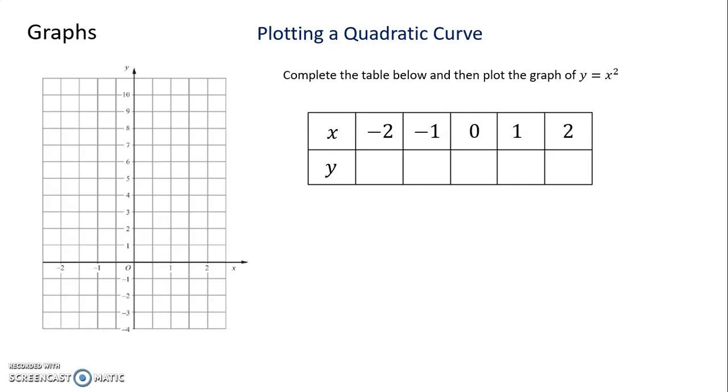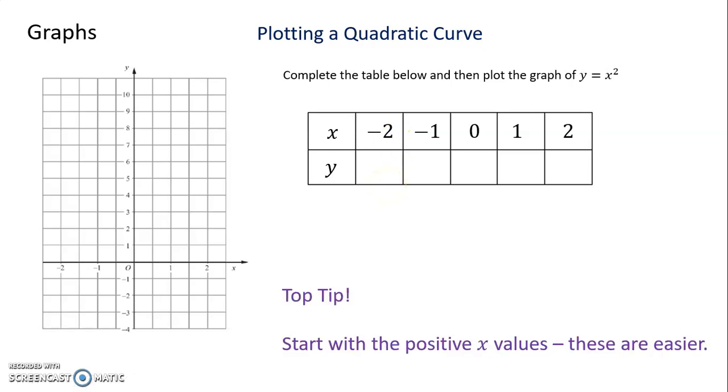Okay, so now we're going to move on to plotting the quadratic curves, and we're going to start with the most basic kind of quadratic, which is where y equals x squared. So these are our x values. These are going to be the x part of our coordinates, and we're going to need to square each of these to find what y is equal to. Now, my top tip for this is to start with the positive x values first of all, because those are easier. You won't make mistakes with the negative numbers because they're all positive. So even though the negatives come first in the grid, start with the positive side of the grid.